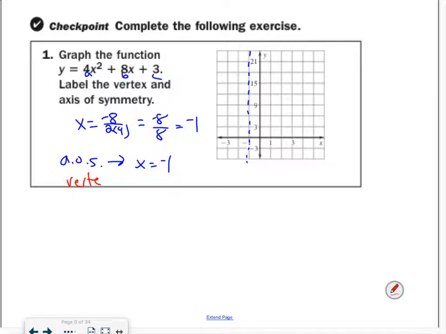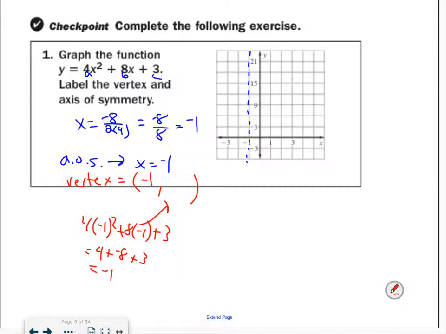The vertex is going to have an x-coordinate of -1. And if I plug -1 into the equation, I get 4 plus -8 plus 3, which is -1. So the vertex is the point (-1, -1), which is right there. You'll notice the A is positive, so it's going to open up.